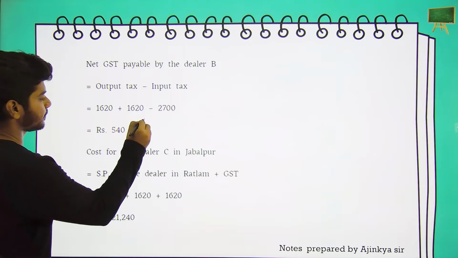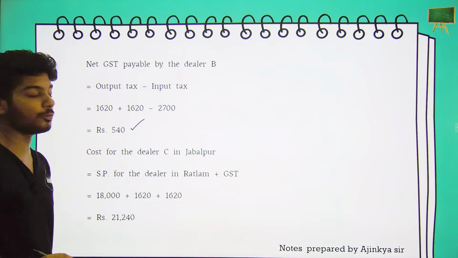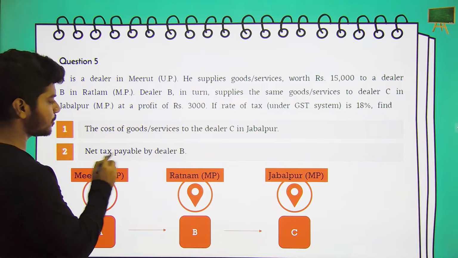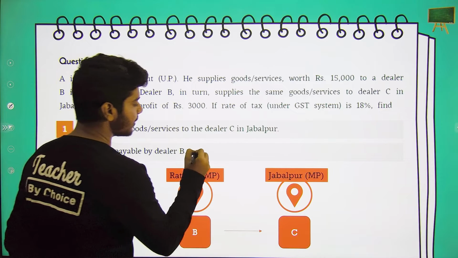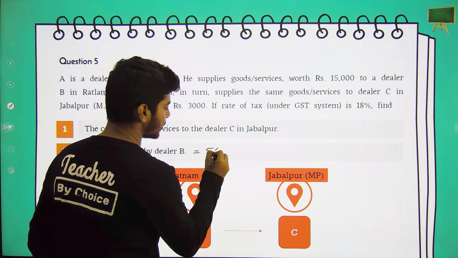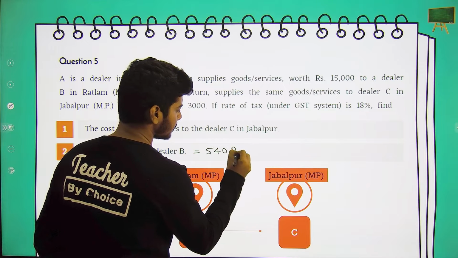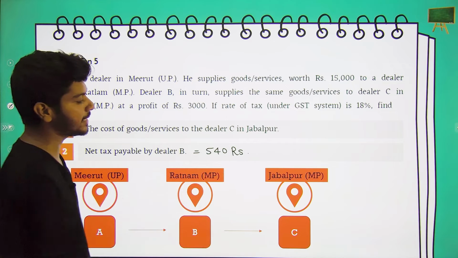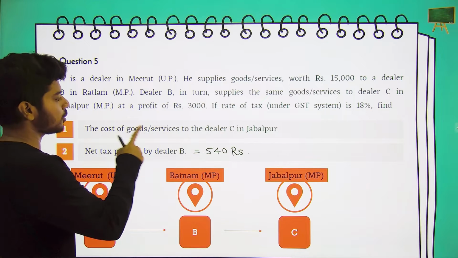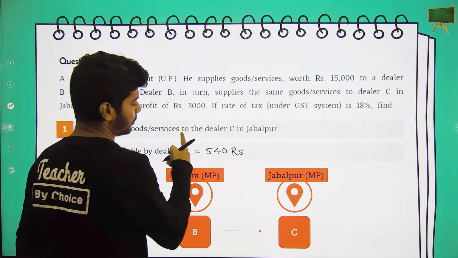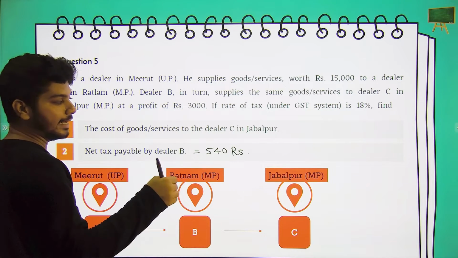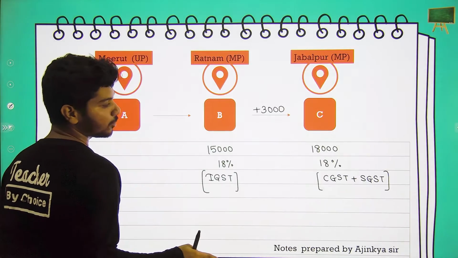540 rupees here. Okay, so 540 rupees is the net tax payable by B. We have already calculated this, 540 rupees. Okay, now the cost of goods and services to dealer C in Jabalpur. For dealer C, output tax will be 0.